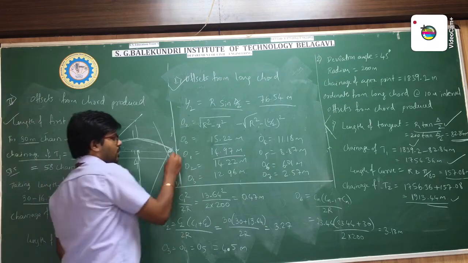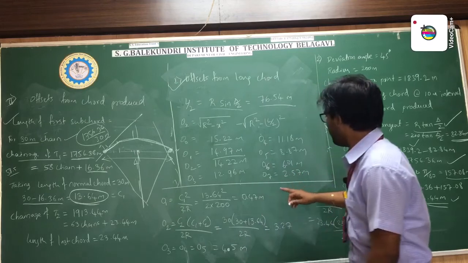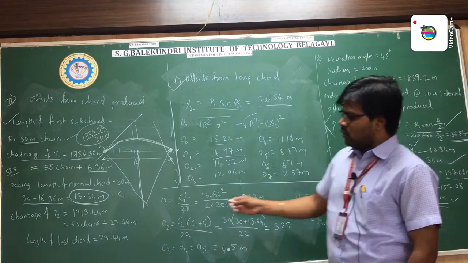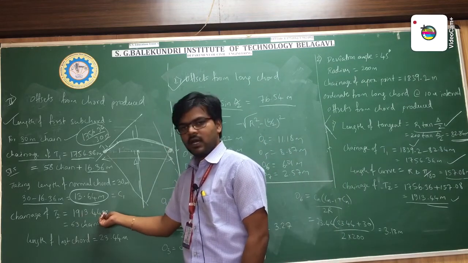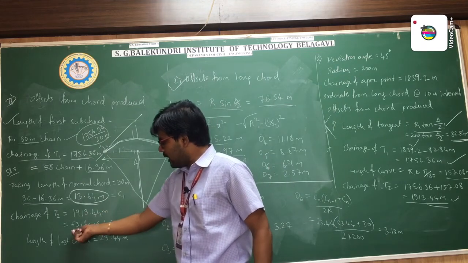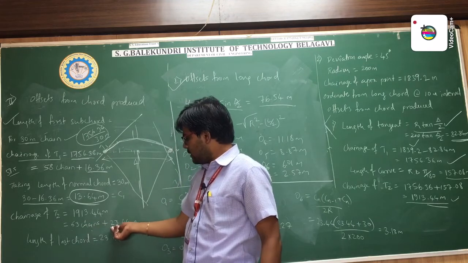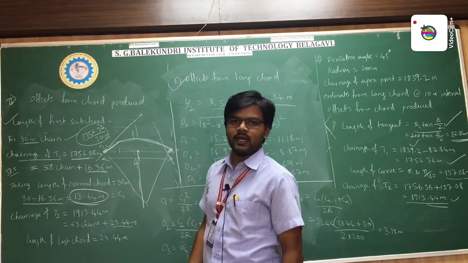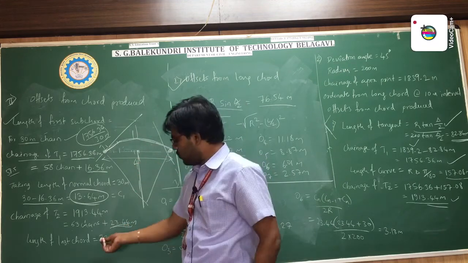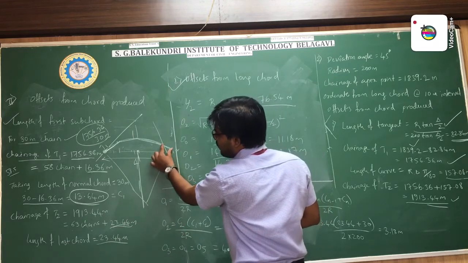Like that, I will find out the last chord now. The T2 value is 1913.44 meter. Using a 30 meter chain, divided by 30, I will get 63 point something, that is nothing but 63 chains plus 23.44 meter distance. Yes, this is the last chord. So I have taken directly the length of last chord as 23.44.